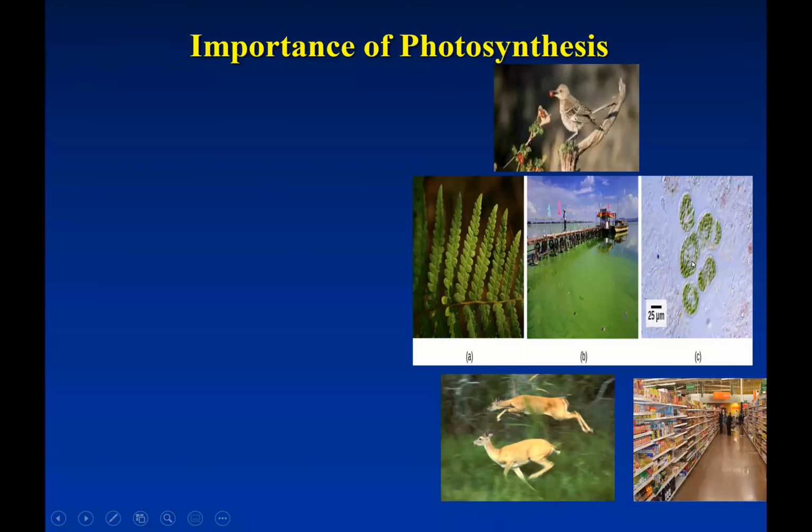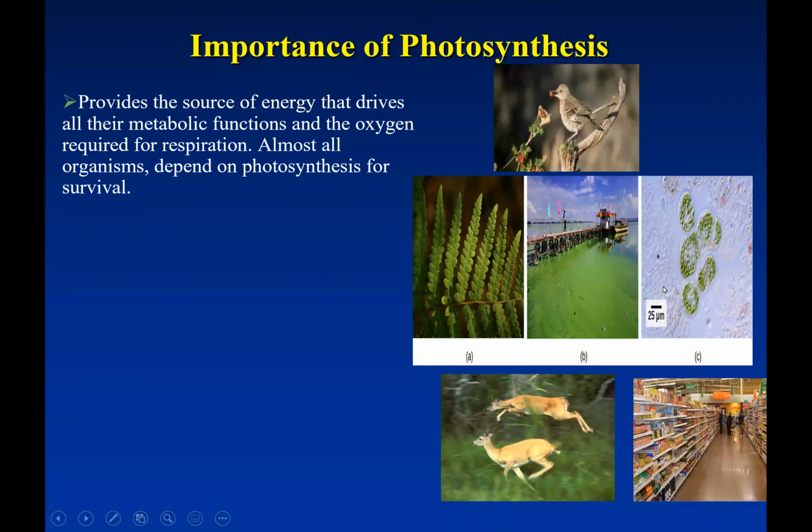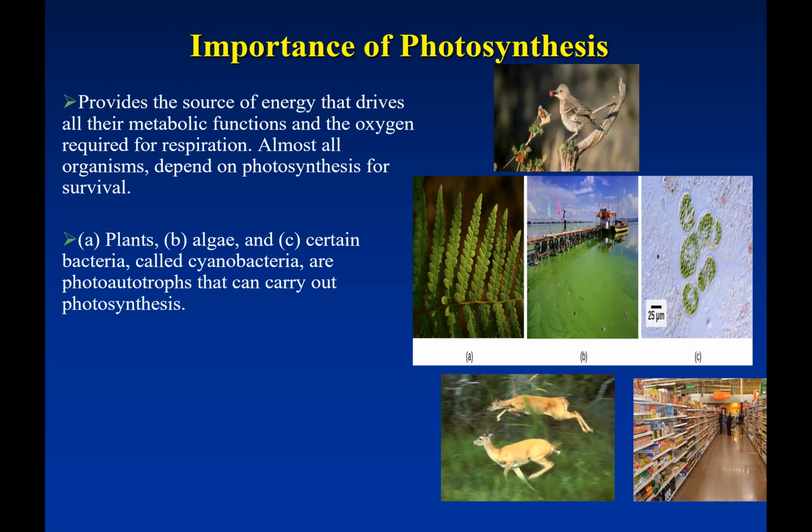So who does photosynthesis? There are three pictures. Plants, we know, eukaryotic, they do photosynthesis. Algae, pond scum, they do photosynthesis. Some protists can also do photosynthesis. There are also some bacteria that can do photosynthesis. They are called blue-green bacteria or cyanobacteria. Because they can make their own food by using water, carbon dioxide, and sunlight, they are called photoautotrophs.